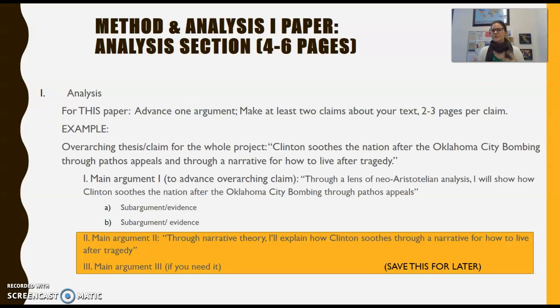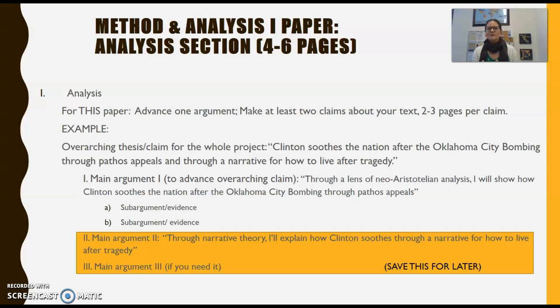So for example, if your thesis was my Oklahoma City bombing speech, and my whole claim for my whole thesis is that Clinton soothes the nation after the bombing through pathos appeals and through a narrative for how to live after tragedy, for my method and analysis paper, I would just advance one part of that argument to turn in on Friday. So my main argument 1 to address this thesis is, through a lens of Neo-Aristotelian analysis, I will show how Clinton soothes the nation through pathos appeals.